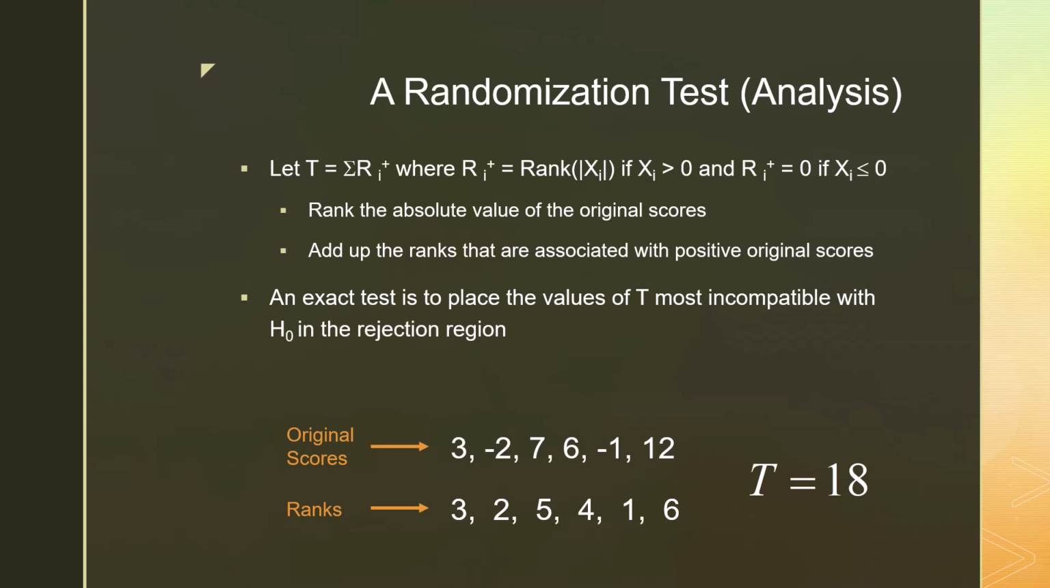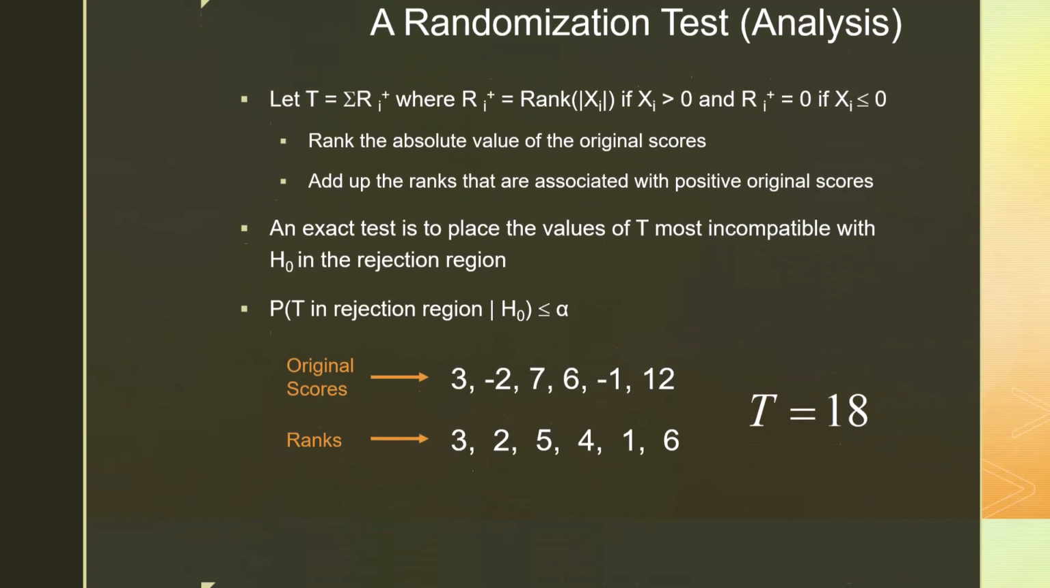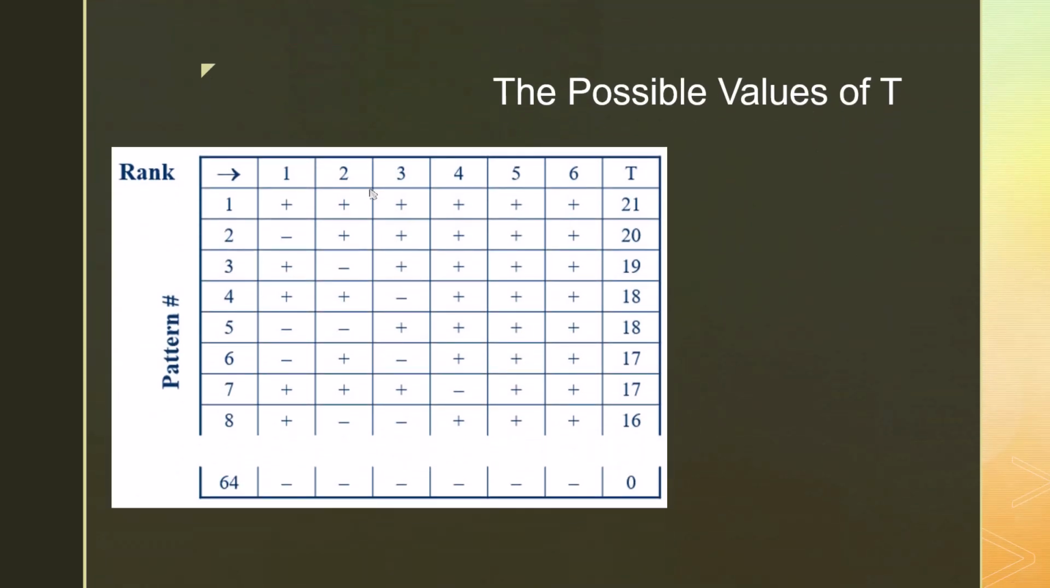An exact test is to place the values of this test statistic most incompatible with the null hypothesis in the rejection region. In the case where we're looking at a treatment against a control and high values on our measure indicate a positive outcome, then high values of T are going to be most incompatible with the null, and they will be the first into the rejection region. Then, of course, we build that rejection region so that if the null hypothesis is true, the probability of us observing a T that is in the rejection region is less than or equal to our tolerance for error, alpha. That is, we're going to maintain our type 1 error rate at less than or equal to alpha.